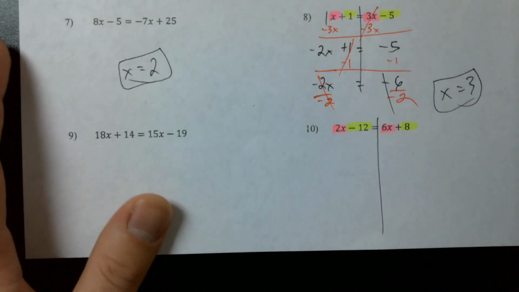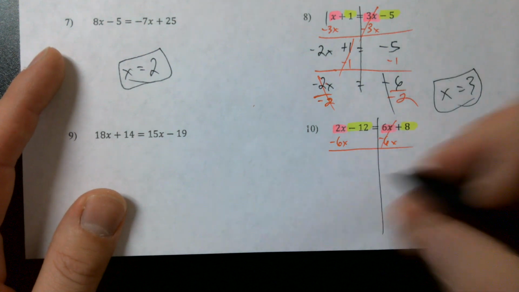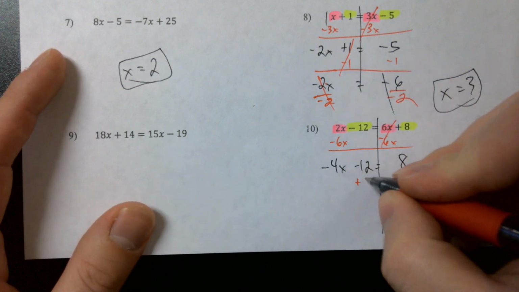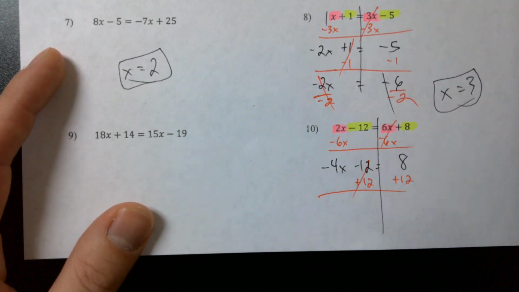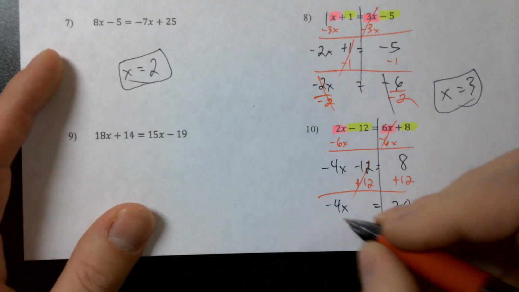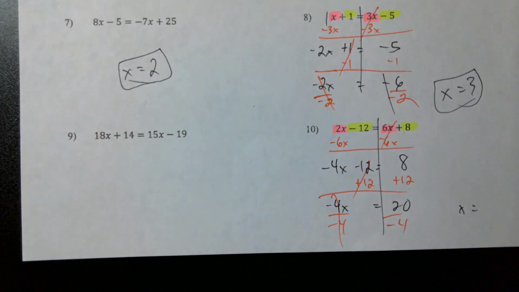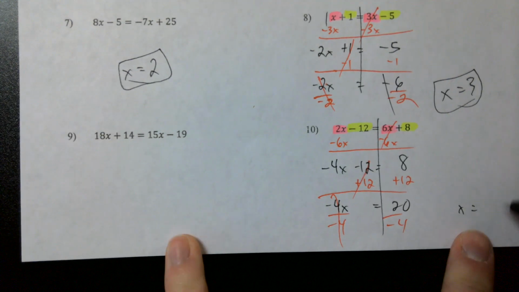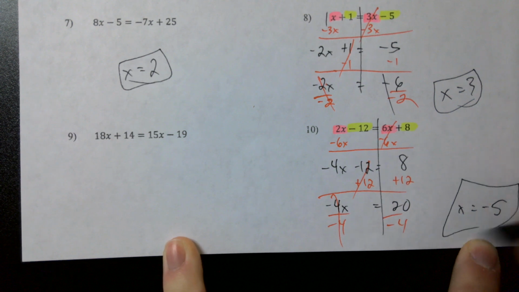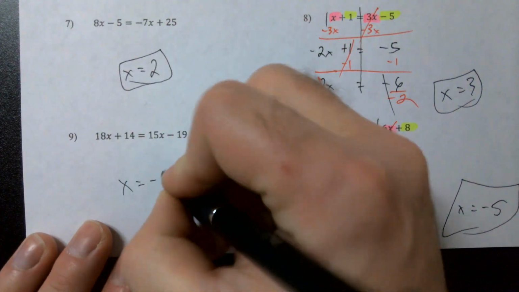Last one on the front, number 10. I'm going to subtract 6x from both sides to give me negative 4x. I'm going to add 12 to both sides to give me 20. And I'll divide by negative 4 to give me x is equal to, what'd you get for number 10? Negative 5. A positive divided by a negative gives me a negative. And number 9, we should have got negative 11.